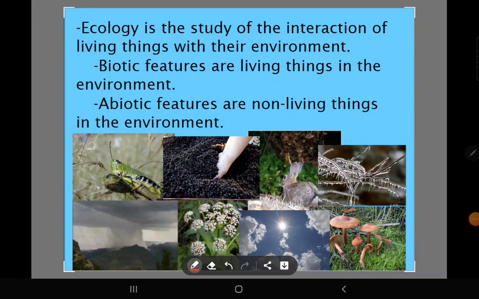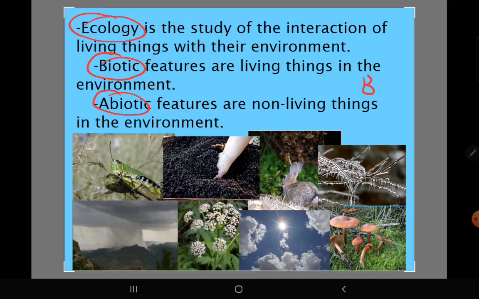When most people hear the word ecology, they think about studying animals or plants. But when we talk about ecology, we don't just talk about the living things, we also talk about the a-living things. So, again, bio means living. If you put an A in front, that means non-living. So we talk about the biotic factors and the abiotic factors, when we talk about environments and ecology.